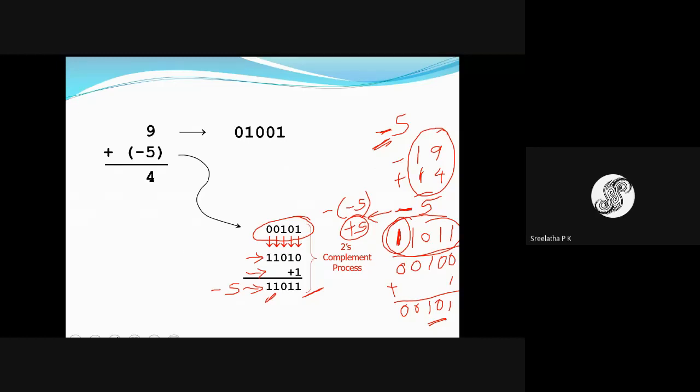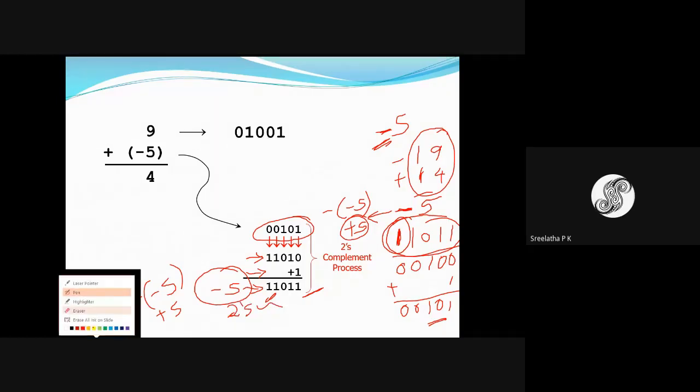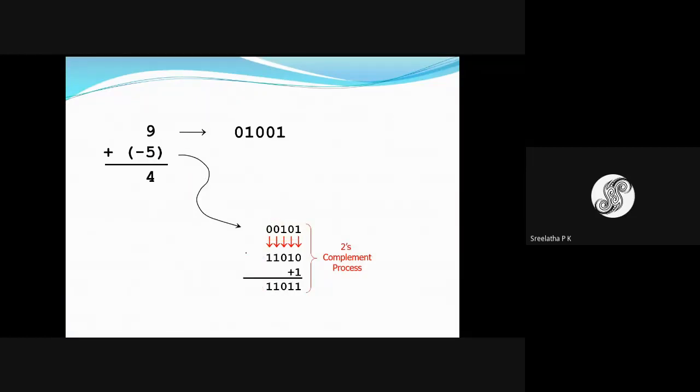So what I'm trying to tell is, if you want to find the negative value of minus 5, that is plus 5, you can do 2's complement. Coming back to this, minus 5, I do this 2's complement, I get the second operand value. So minus 5 is this, it is taken to the top. Do the addition process.